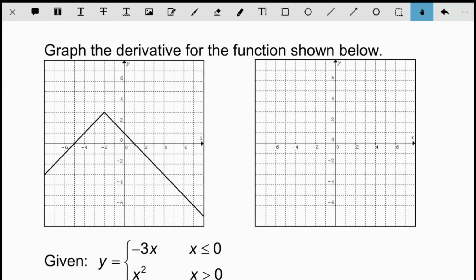So I want you to pause the video and try to graph the derivative, what it would look like. So pause the video, and when you come back, I'll show you the solution.